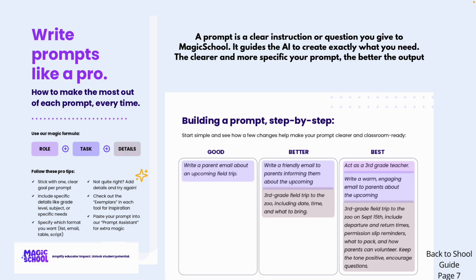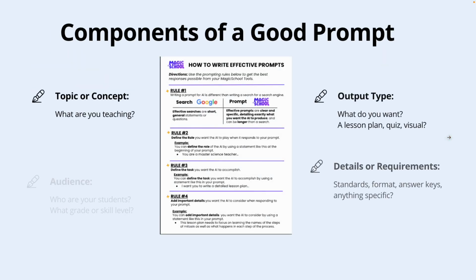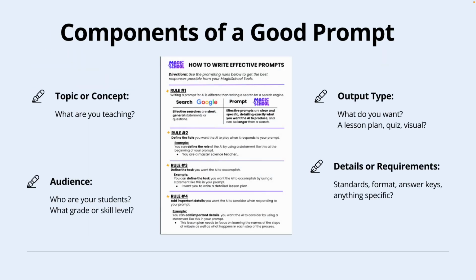This screen right here is talking about writing prompts like a pro, and this actually came from the Back to School Guide, page 7, that you can go and look at. You see right here we have a good prompt, we have a better prompt, and then here we have the best prompt. So let's pull this apart. Let's talk about the components of a good prompt.